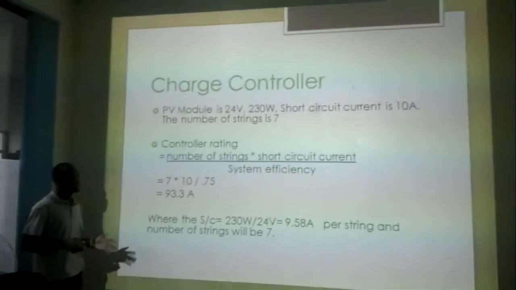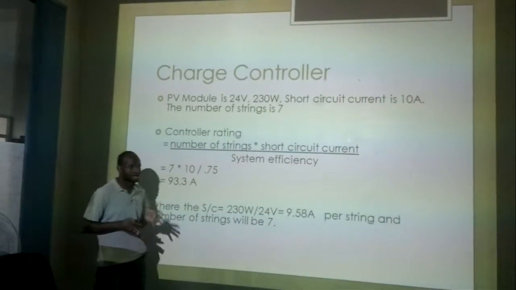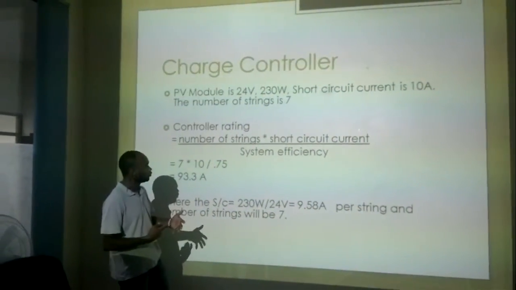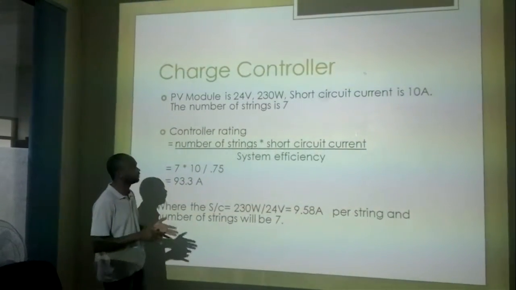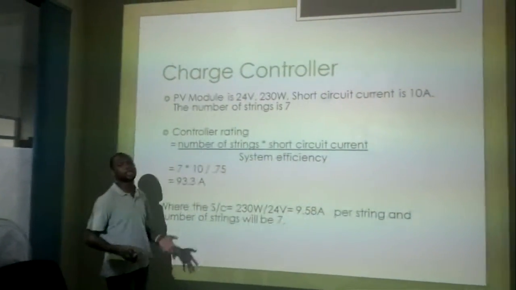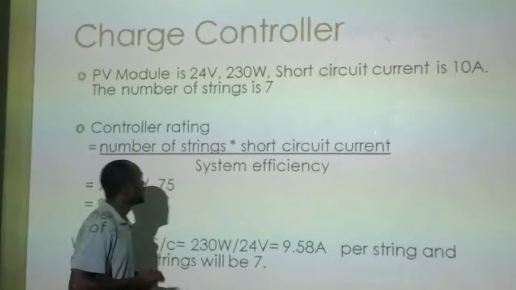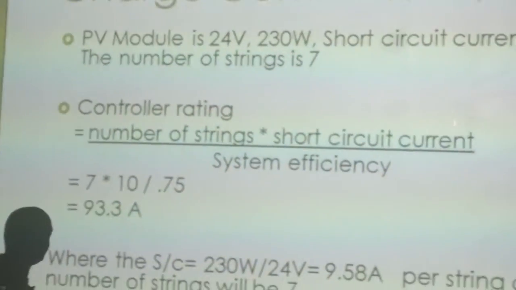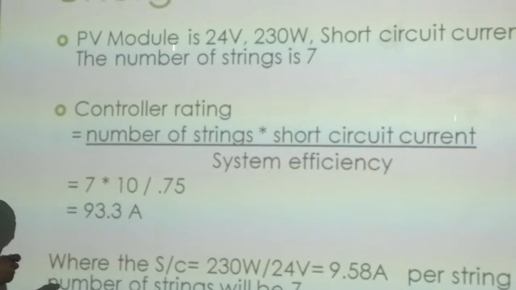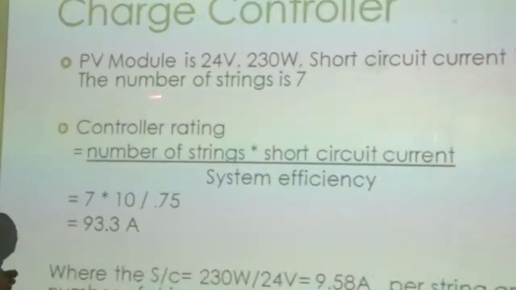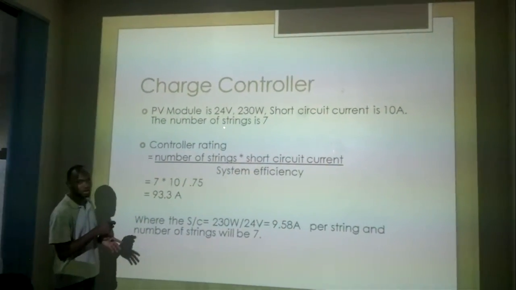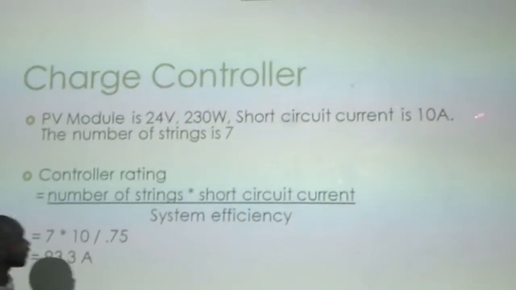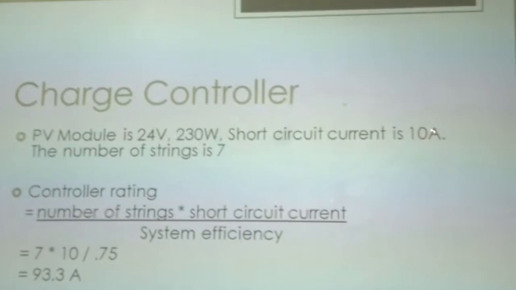The charge controller: because we want a steady charge on our batteries, we need to put this into the system to have a steady flow charge. This will also help with the lifespan of our batteries and so forth. When we go about sizing our charge controllers, we know that the PV module is a 24 volt, 230 watt module, and the short circuit current from this would be 10 amp.